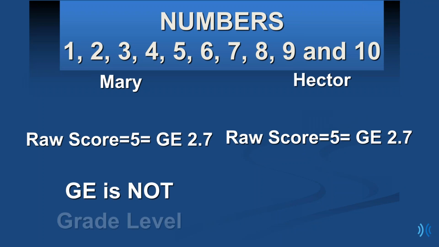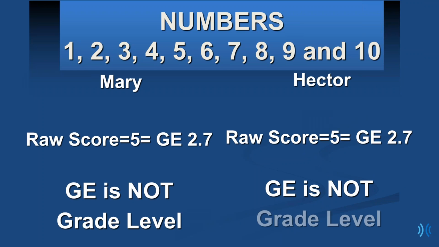So in this case, and I've made this up, the raw score of 5 is a grade equivalency of 2.7. Well, what we're saying is Mary and Hector have the same grade equivalency. What you already know is it doesn't mean the same thing, but it's often misinterpreted as grade level. I even had an ongoing argument with an advocate who said, well, it may be confusing, but it's easy for parents to understand. My suggestion to him was not to use it because it creates more problems than not.